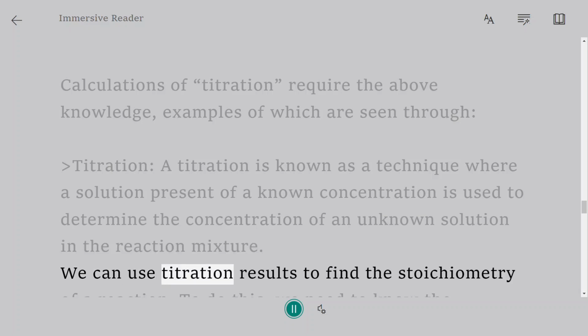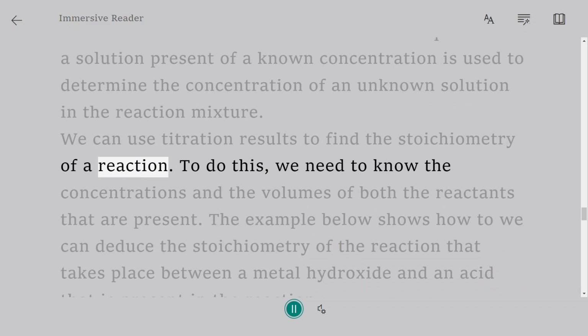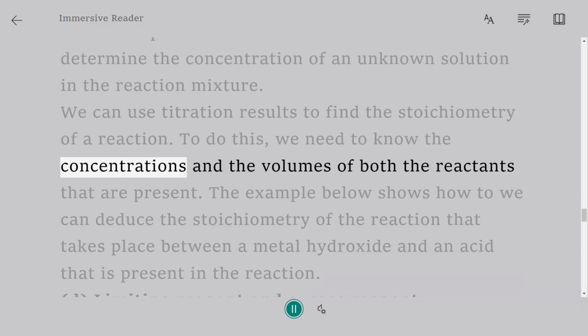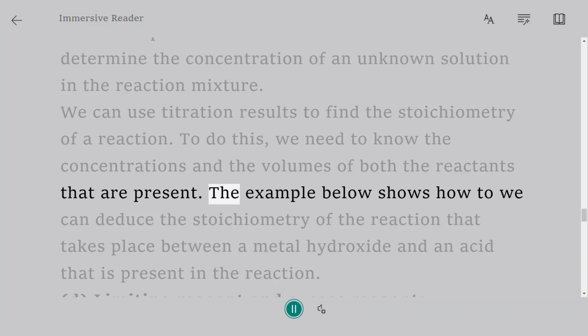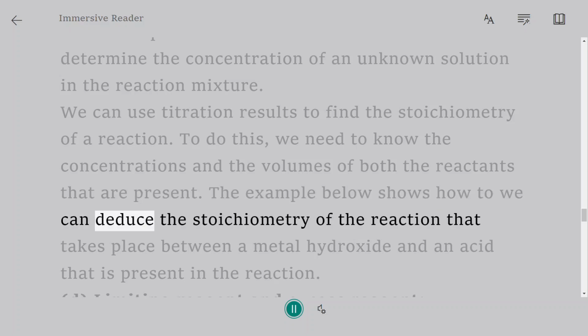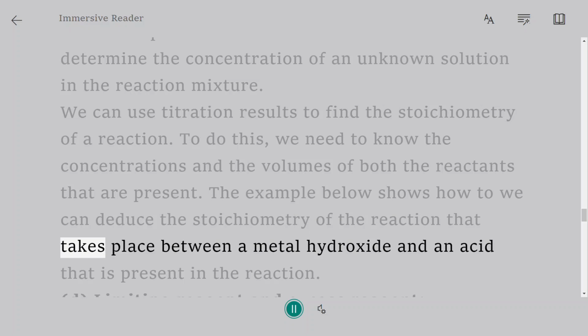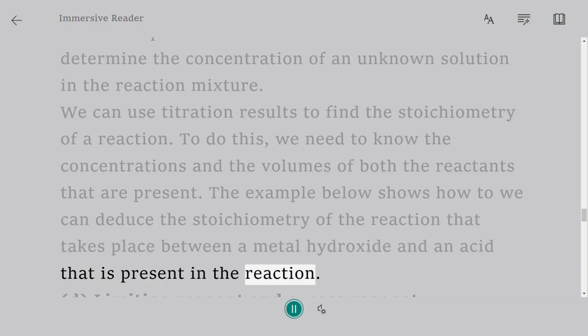We can use titration results to find the stoichiometry of a reaction. To do this, we need to know the concentrations and the volumes of both the reactants that are present. The example below shows how we can deduce the stoichiometry of the reaction that takes place between a metal hydroxide and an acid that is present in the reaction.